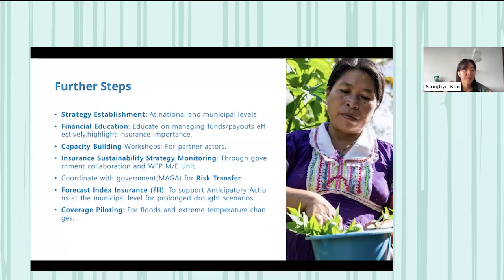And then, yeah, moving into capacity building, there was a necessity of capacity building for partner actors. When it comes to anticipatory action, not only governmental actors, but also other NGOs, cooperating NGOs.